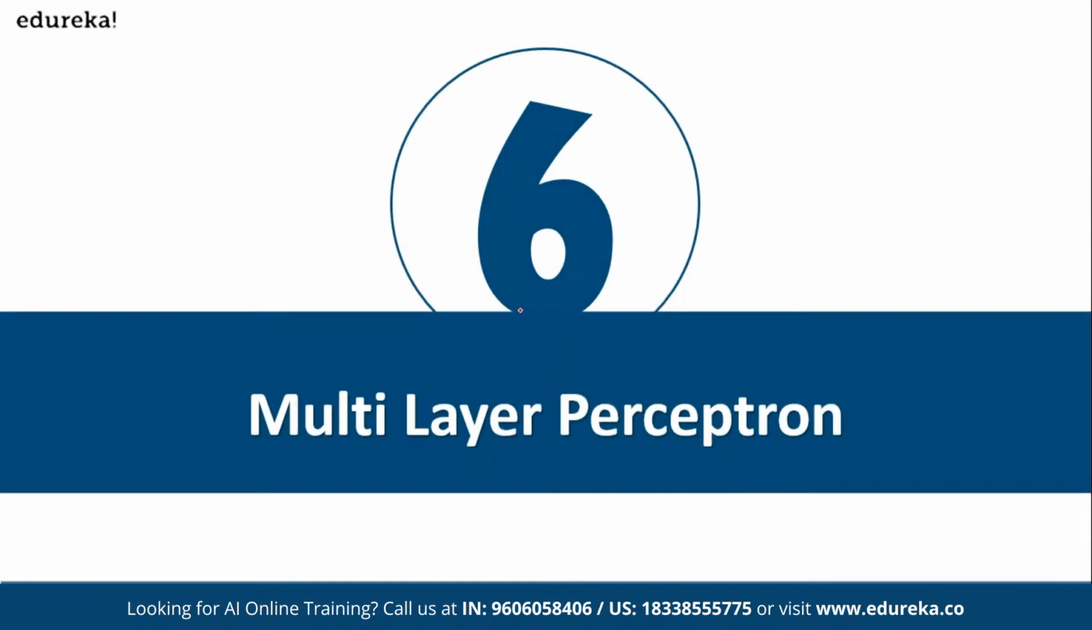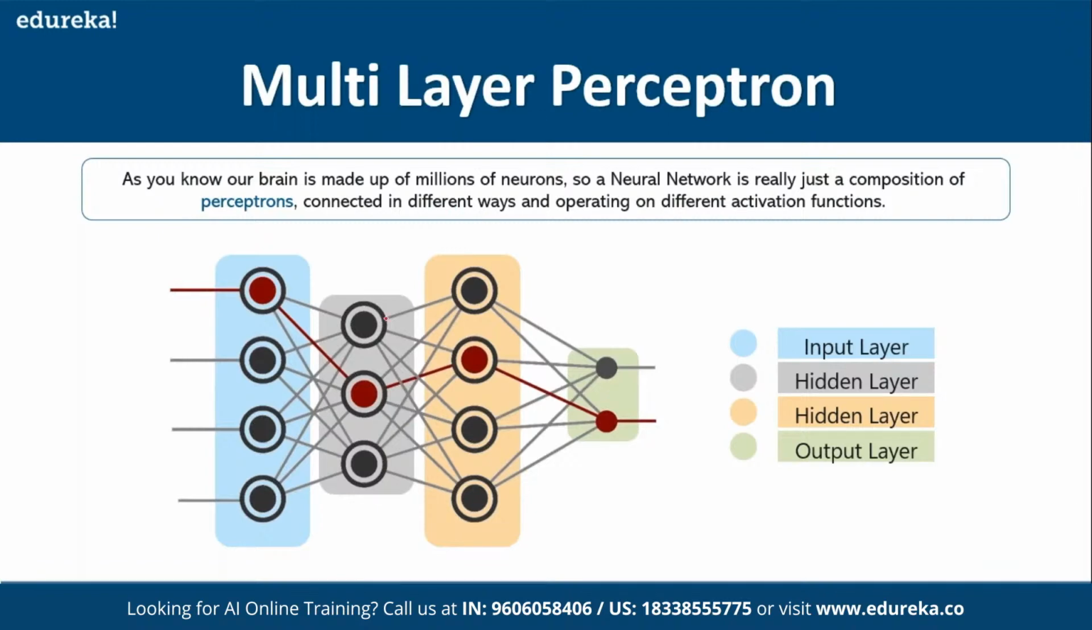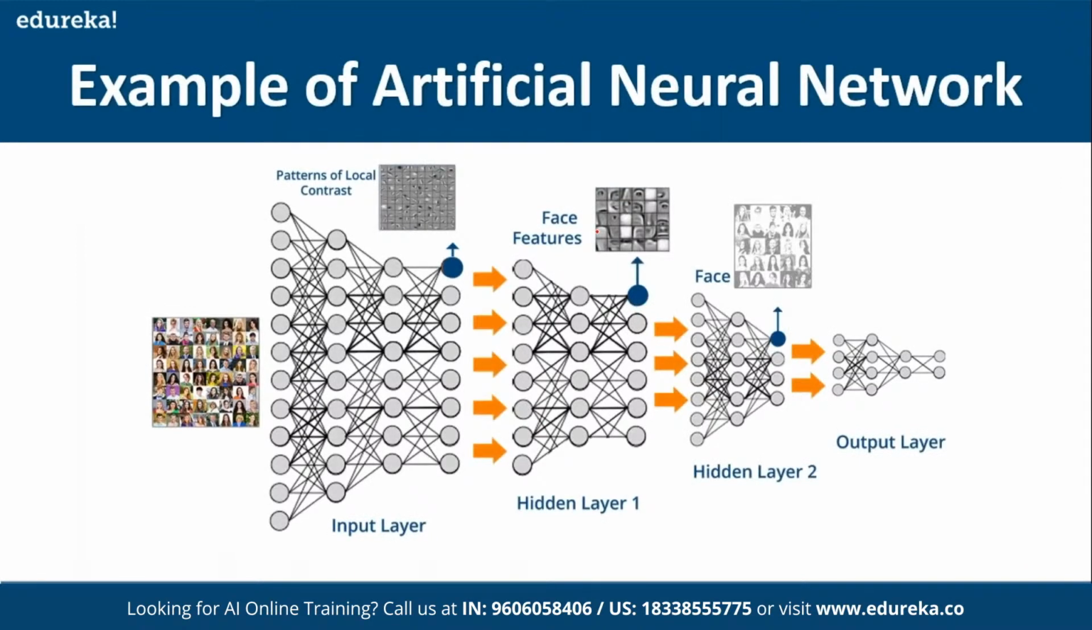So what happens here in a multi-layer perceptron? As we saw, this is our input layer, this is our hidden layer, and this is our output layer. The brain is made up of millions of neurons, and a neural network is really just a composition of multiple neurons, artificial neurons or perceptrons, connected in different ways and operating on different activation functions. This is an example of an artificial neural network, which is a multi-layer perceptron.